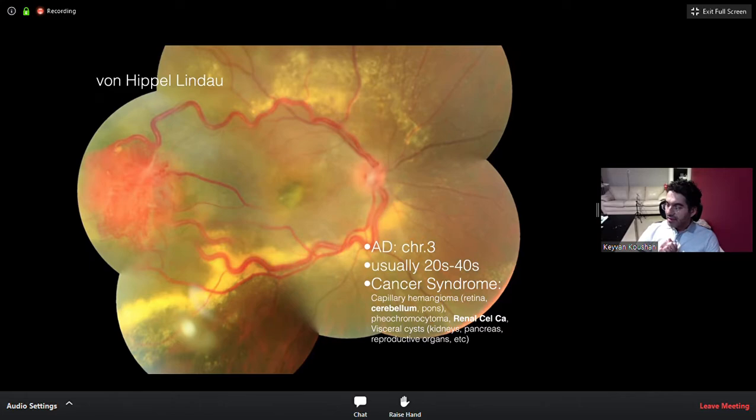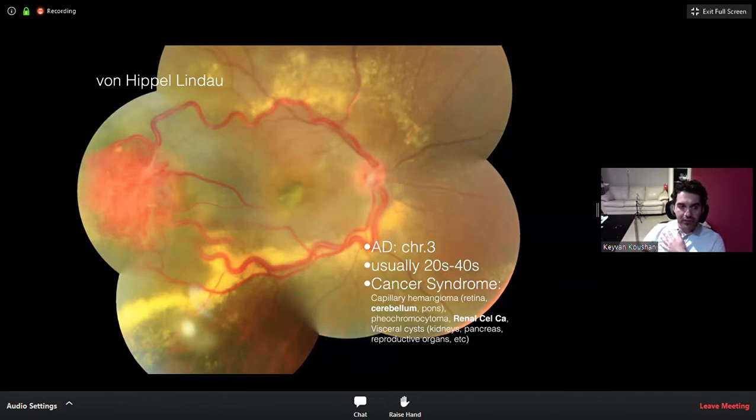You have cerebellar lesions, pons lesions as well. They can come with pheochromocytoma, so you have to do your blood work for that. Renal cell carcinoma, this can actually kill them, and then other types of cystic lesions in the body, kidneys, pancreas, reproductive organs.